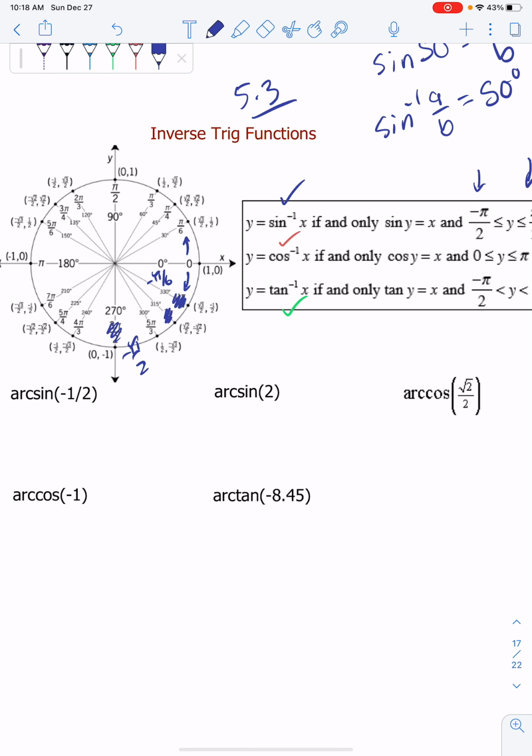Okay, arc sine of 2. So again, I'm using sine, so I'm going from pi halves to negative pi halves, and I'm looking for a y value.